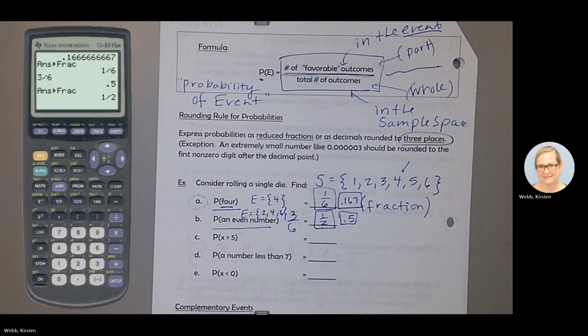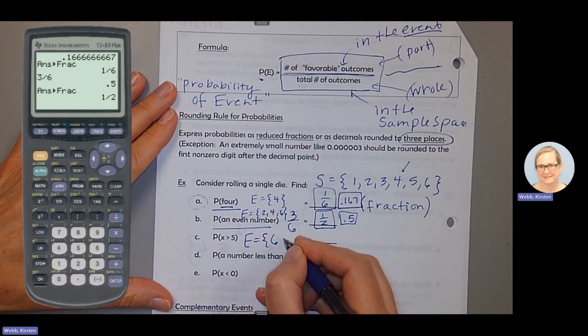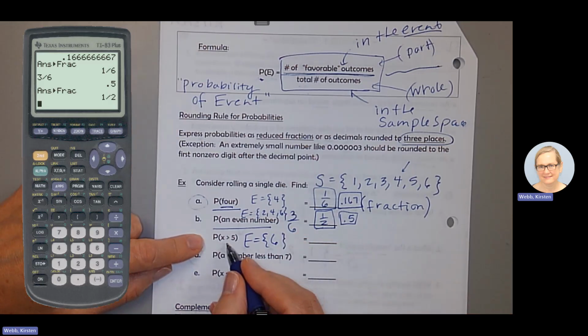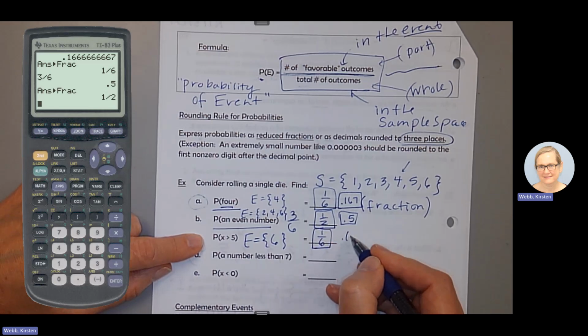Our next event is described a little bit differently. Looks like they're using the variable x to represent the roll. So we're interested in rolls that are greater than 5. What could you roll that would be greater than 5? 6? Yeah, should we not include 5 in that? No, there's no equal bar, right? Just strictly greater than. So that's 1 out of 6 again, 1/6. 0.167.